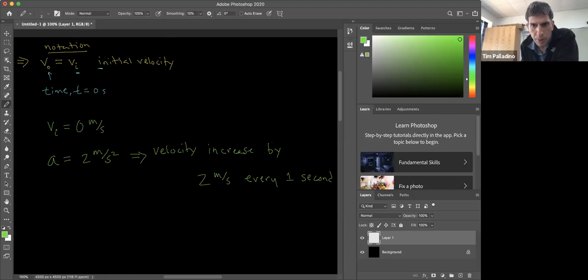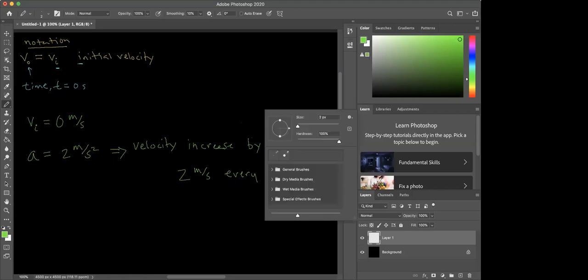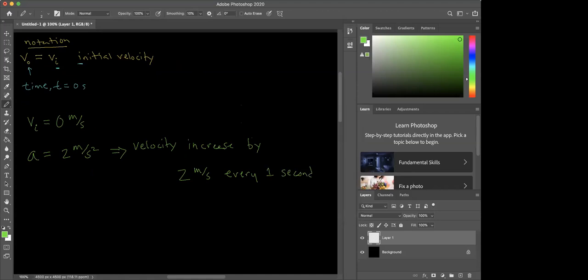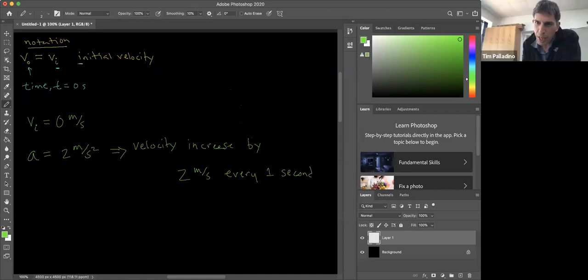Yeah? Okay. So what I'm trying to show you is where these units of meters per second squared come from, because at first it doesn't seem like it makes sense. Another way I'm writing this is that the velocity goes up, in this case, by 2 meters per second. Whenever you see this little bar, that's like a division sign, per 1 second.